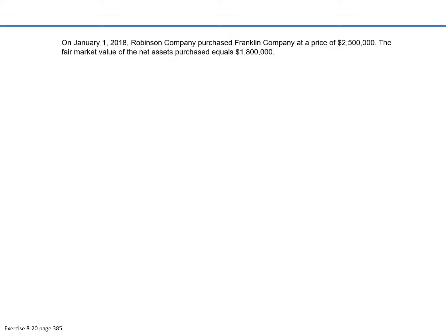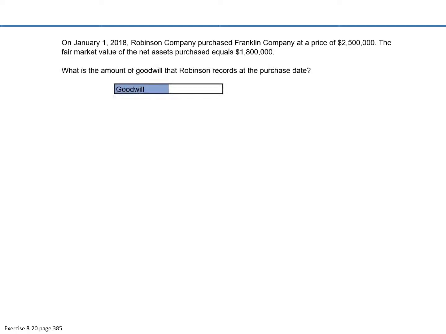All right, exercise 8-20. On January 1st of 18, Robinson Company purchased Franklin Company at a price of $2,500,000. The fair market value of the net assets was 1.8 million. So when that happens, you have what we call goodwill. What's the amount of the goodwill that Robinson records at the purchase date? It's the purchase price less the fair market value of the net assets. So 2.5 million less 1.8 million. They record $700,000 at the purchase date.